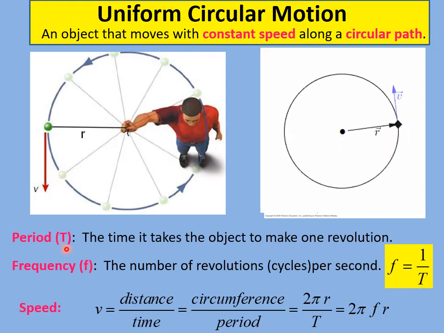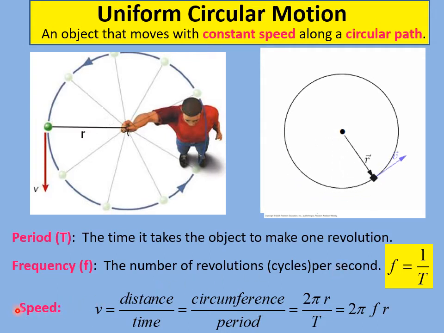Notice we're using an uppercase T to designate the period so that we don't confuse it with the time variable, which is usually a lowercase t. And for frequency, we will use the letter f for number of revolutions or cycles per second. By the way, the units here are also called a hertz, H-E-R-T-Z.